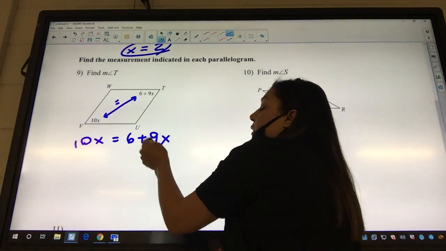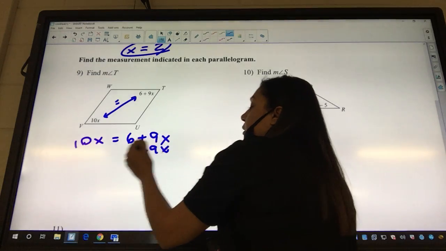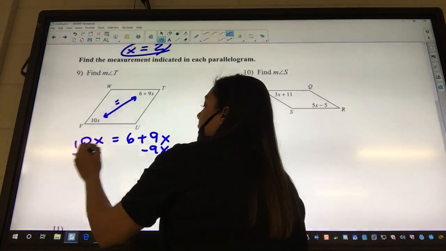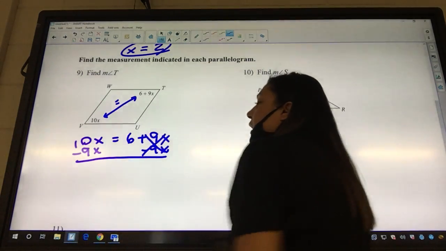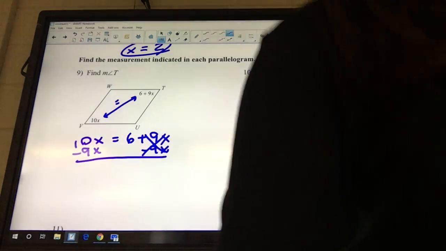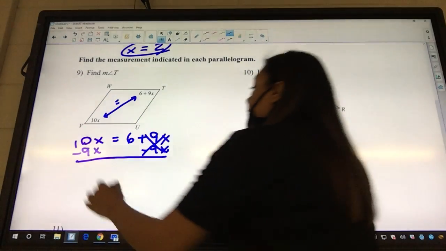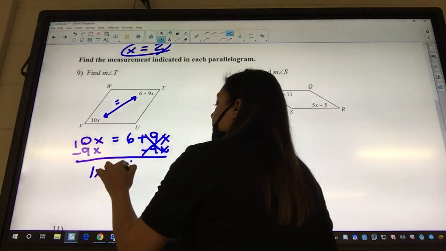No. And then so the 9x needs moved. We need to get all of our letters to the left. Okay, so those ones are going to cancel. 10x minus 9x, 1x equals 6.